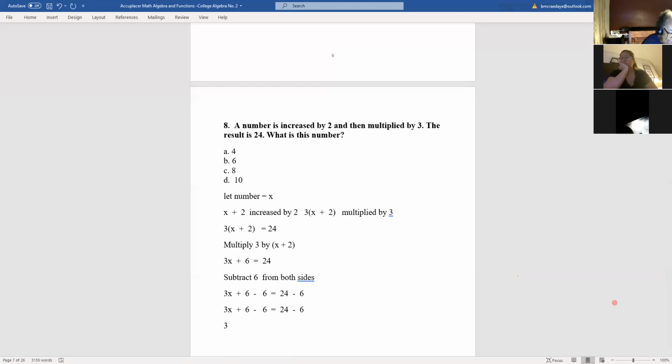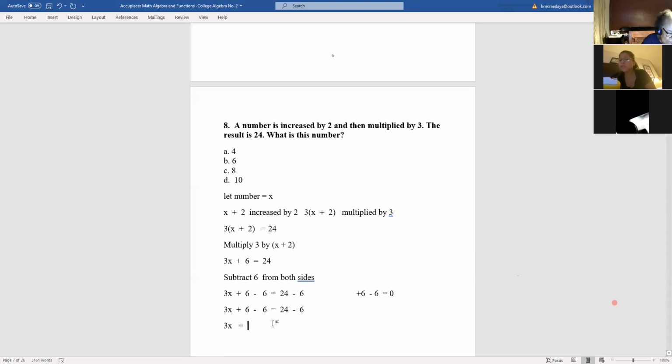So what you have on the left is just 3x. Follow? Yeah. This plus 6 and minus 6 is 0. Let me just put it over here. Plus 6 minus 6 equals 0. Okay, so I'm left with 3x plus 0, but I don't have to write the 0. Now, what's 24 minus 6?